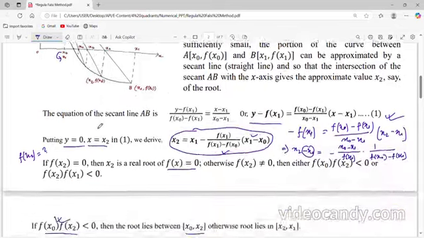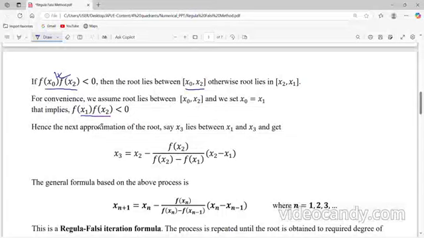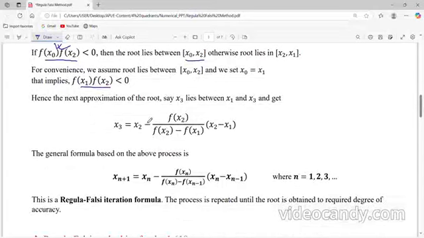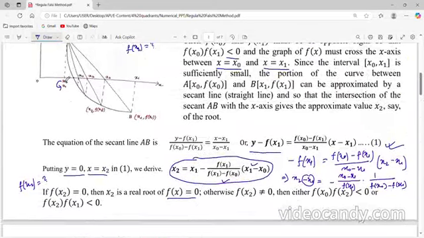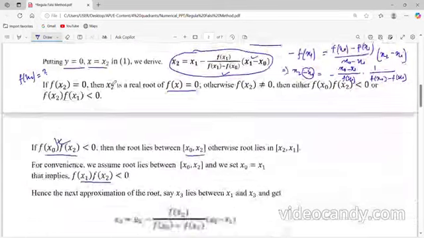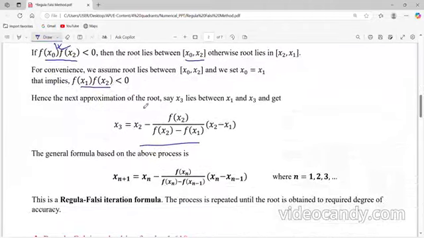Again for x3 we have another second line. According to the formula, x3 equals x2 minus f of x2 divided by f of x2 minus f of x1, into x2 minus x1. How do you get the equation? The same formula we have written here, with x1 and x2 as the new interval. This is for the next approximation, where the root approximation is x3.